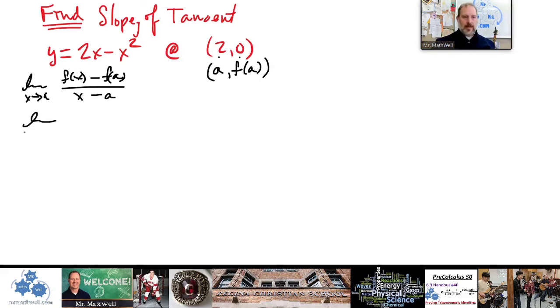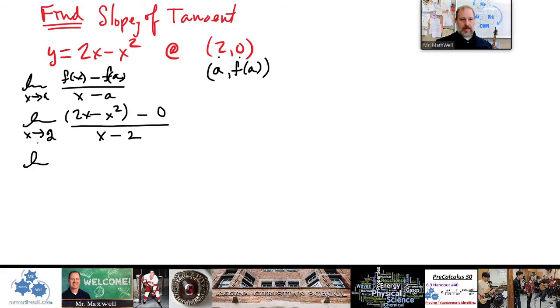So the limit as x approaches 2, that's our a value, becomes f of x, which is 2x minus x squared, minus f of a. If you put in 2 in here, you get 0, divided by x minus, what's a? 2. Okay, so I'm going to gather some like terms. I'm going to try and factor the top to see if I can get x minus 2 as a factor on the top, because I can't plug in 2 into the function right now.